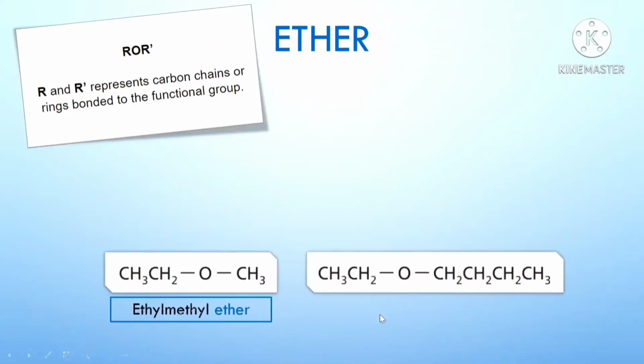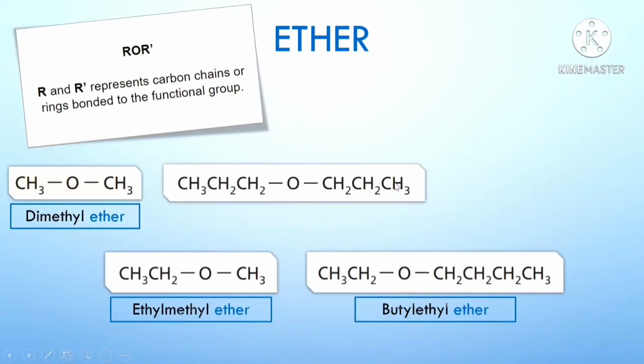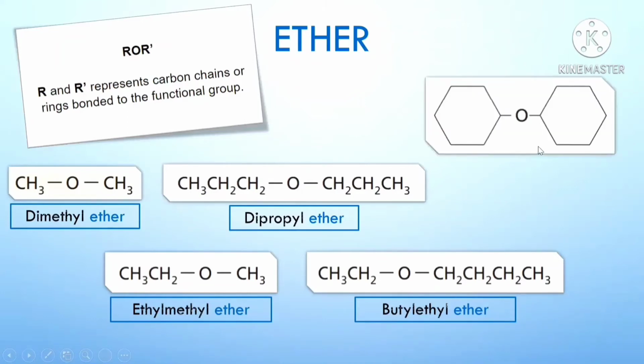For this molecule, there's an ethyl group on the left and a butyl group on the right. So the name is butyl ethyl ether. Again, we have to alphabetize, so butyl comes before ethyl. Similarly, we have 2 propyl groups on both sides, so the name would be dipropyl ether. Here, we have 2 cyclohexyl groups, hence we name it dicyclohexyl ether.